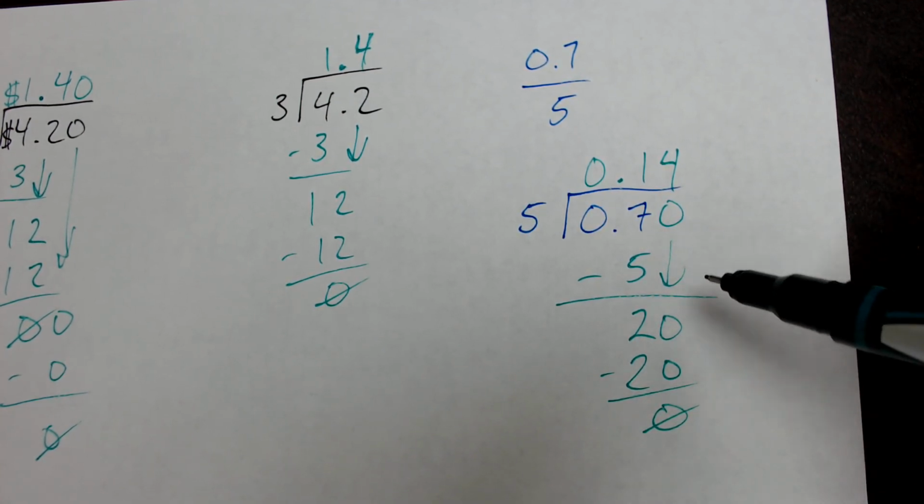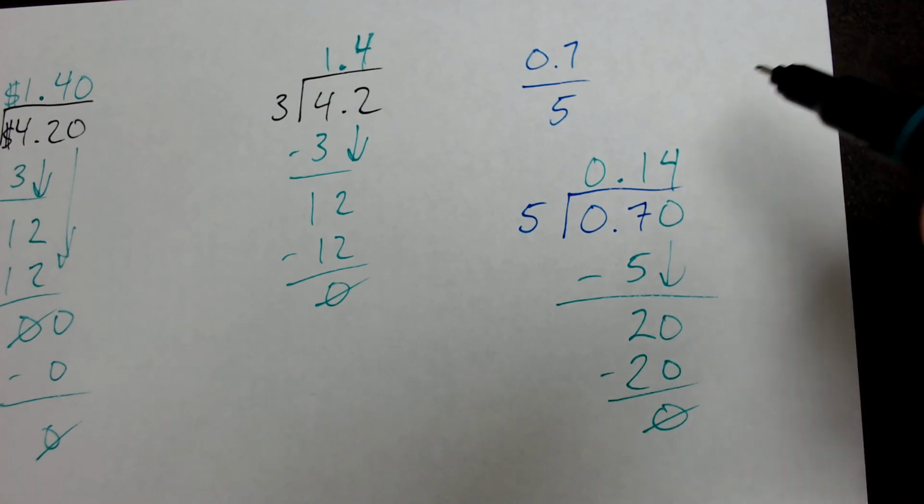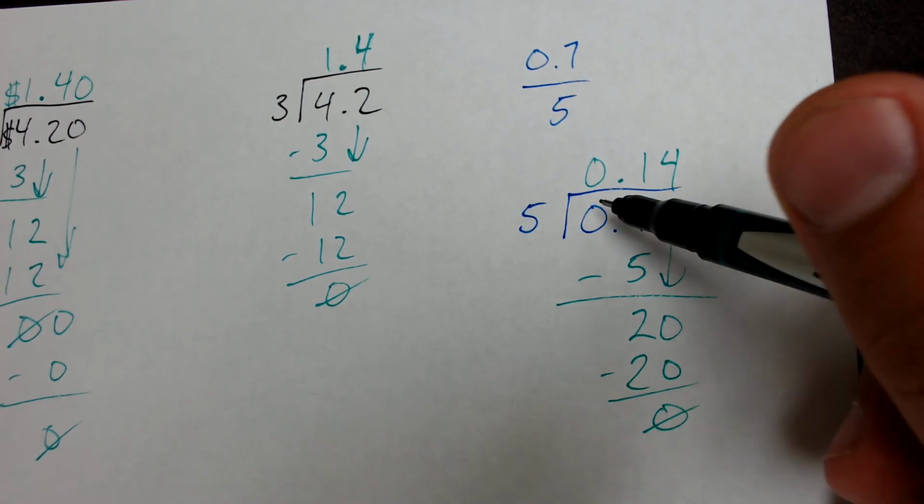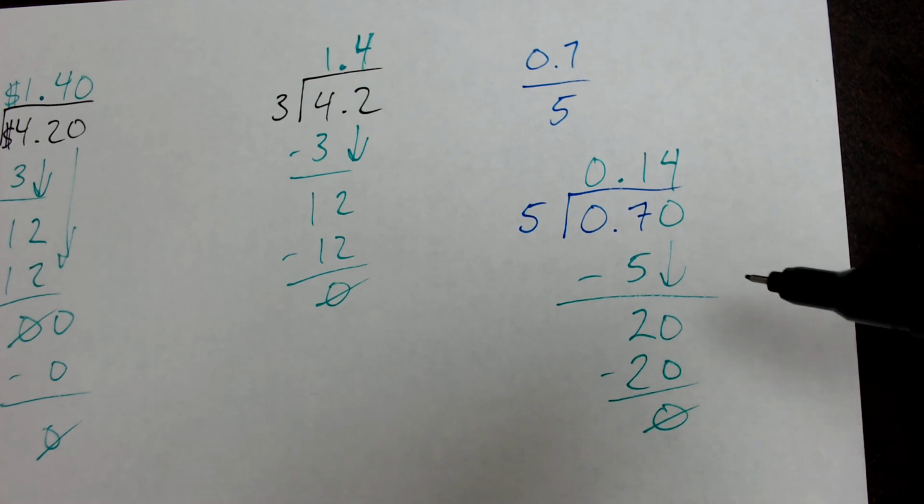Sometimes we'll add 2 zeros. Sometimes you may even have to add 3 zeros. But the key is you add as many zeros as you need to until you get an answer that zeroes out perfectly and you have a good decimal number.